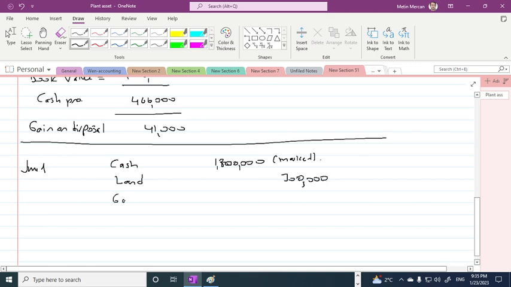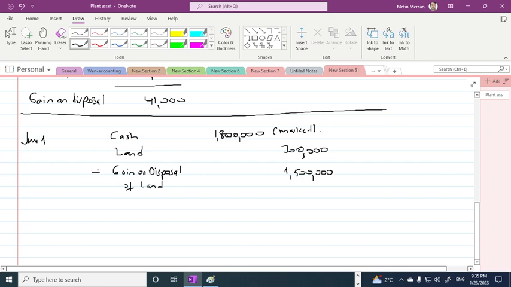So there's a gain from this sale on disposal of the asset, land, you can say. How much is the difference? $1,500,000. So this gain will be indicated in the income statement again, but under a separate section, called loss and gain on other incomes and gains, we can say.